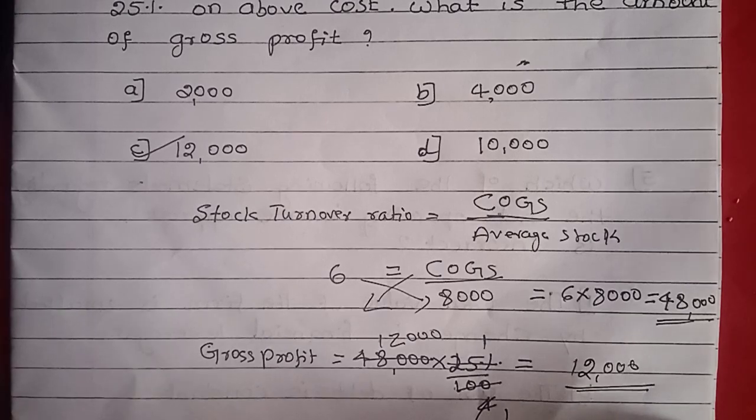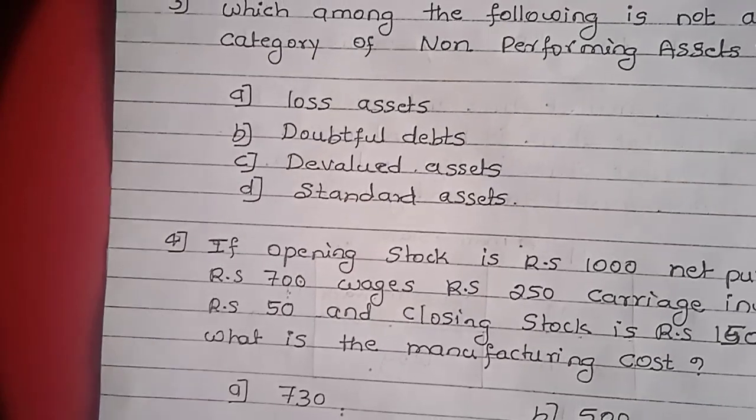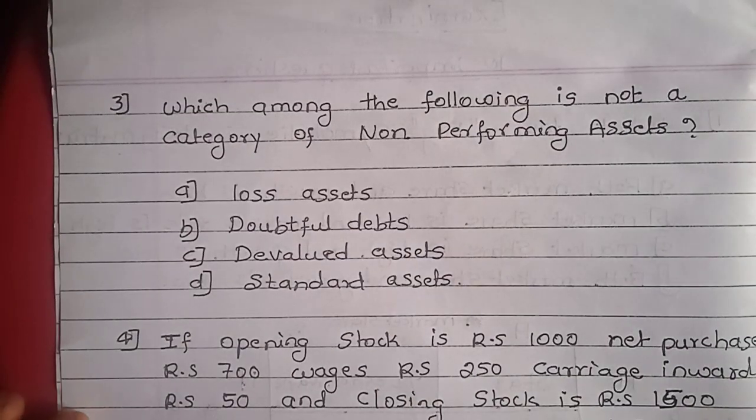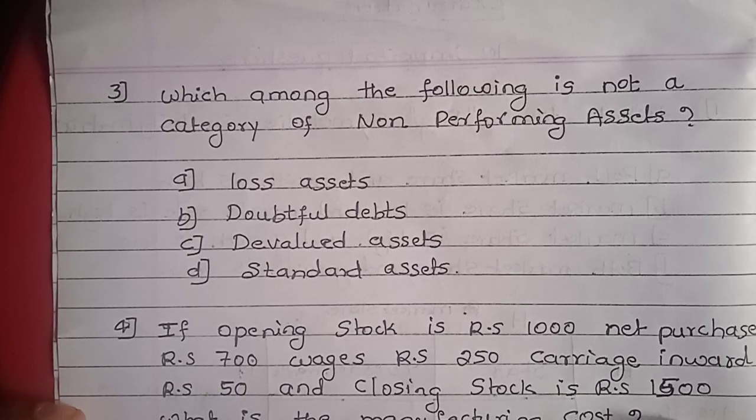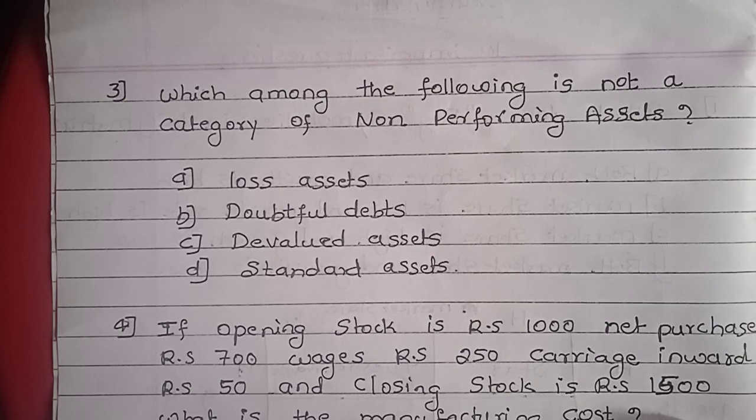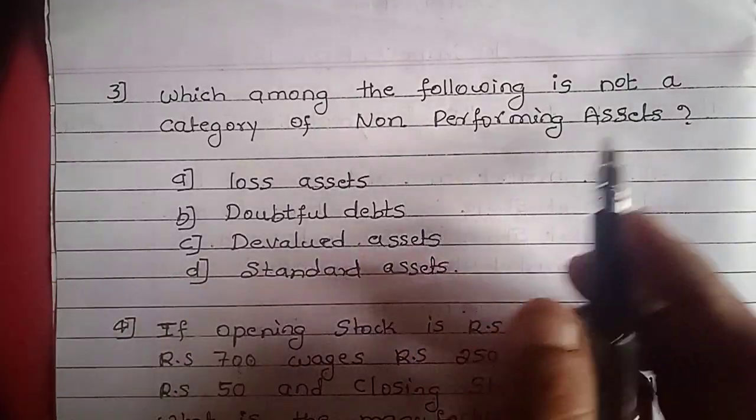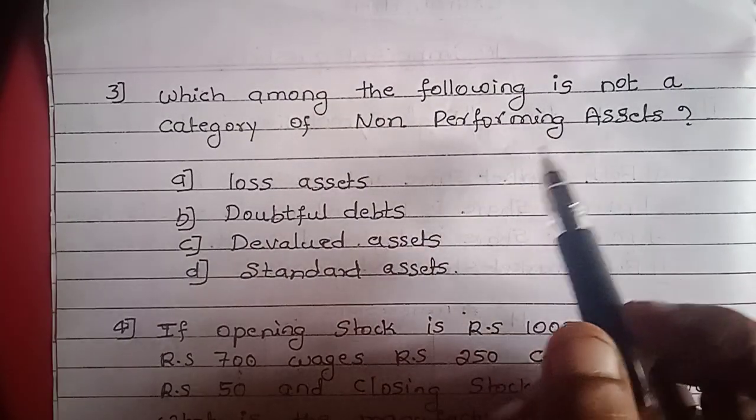Next, come to third question. Which among the following is not a category of non-performing assets?